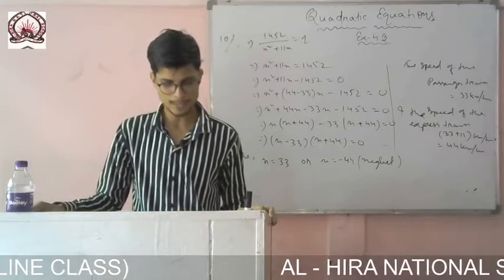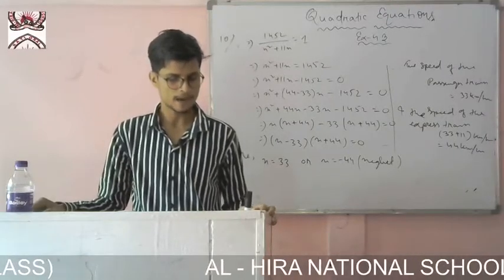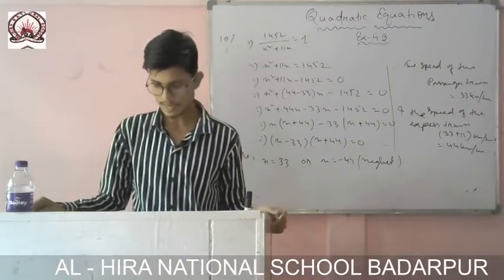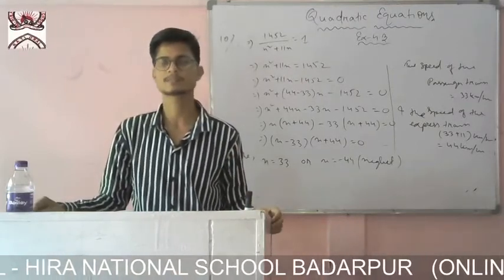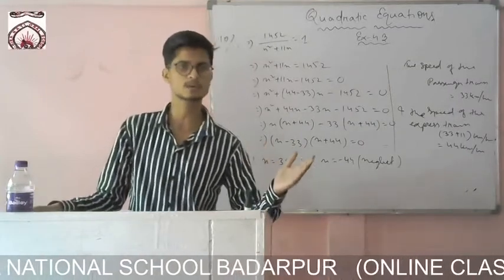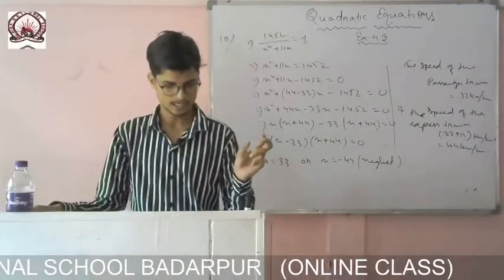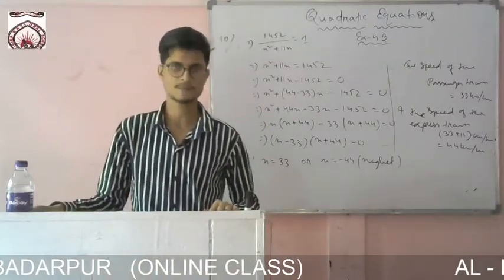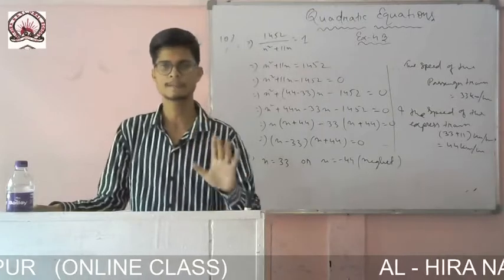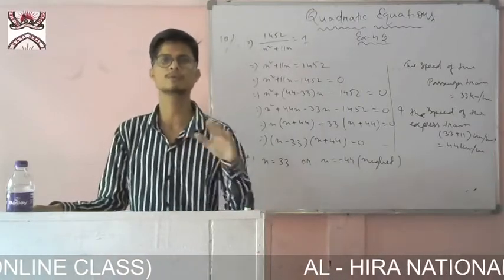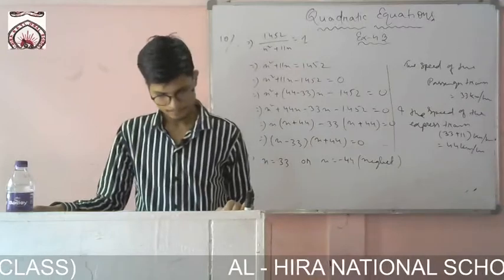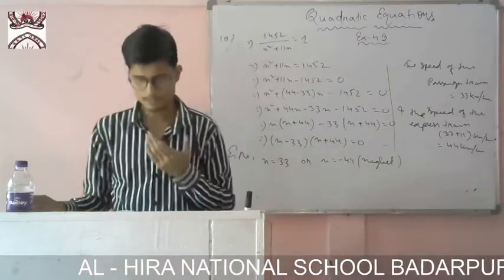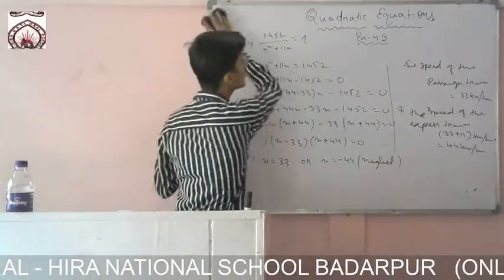If the difference of their perimeters is 24 meters, find the sides of the two squares. The sum of the areas of two squares is given, and since they are squares, both sides are the same. So if I take one square with side x and another with y, then the sum of the areas will be x square plus y square equals 468. And the difference of their perimeters: if the side is x, the perimeter will be 4 into side, so 4x, and another one will be 4y. So 4x minus 4y, the difference, is given as 24, so 4x minus 4y equals 24.